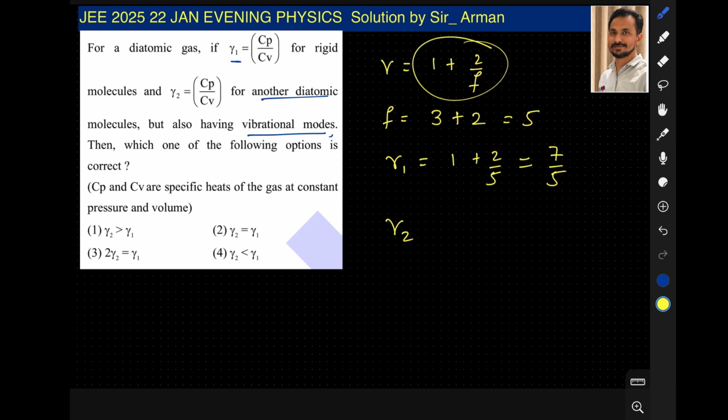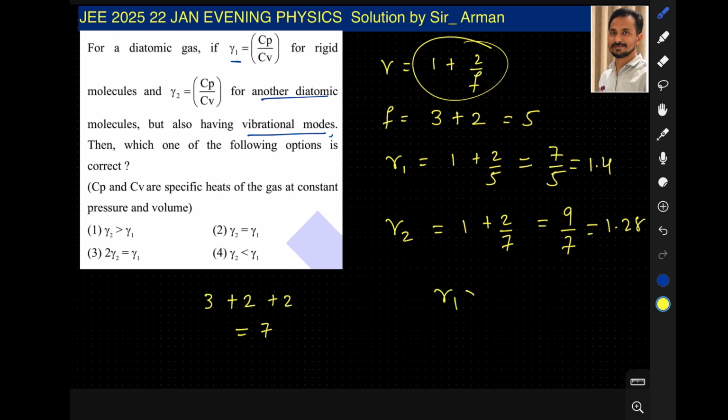a vibrational mode. So for that molecule the degrees of freedom are 3 translational plus 2 rotational plus 2 vibrational, so total 7 degrees of freedom. So gamma 2 equals 1 plus 2 by 7. So this will become (7 plus 2) by 7, that is 9 by 7. So 7 by 5 will become 1.4 and 9 by 7 will become 1.28.